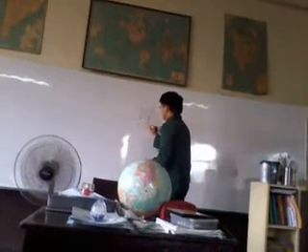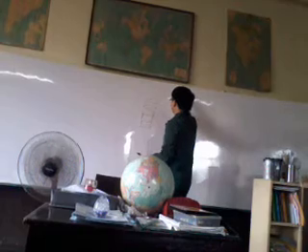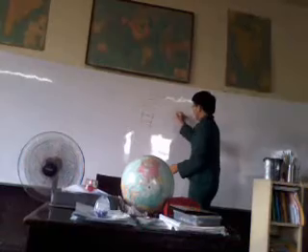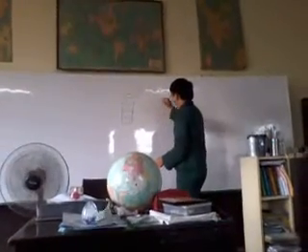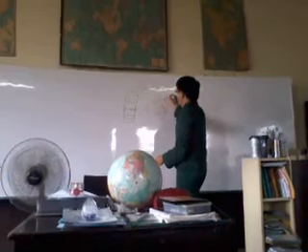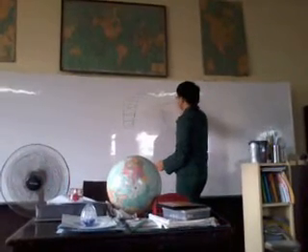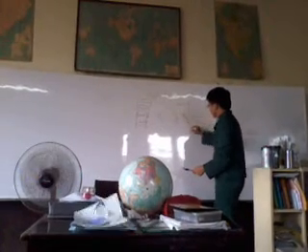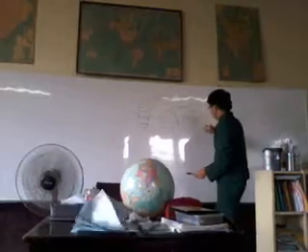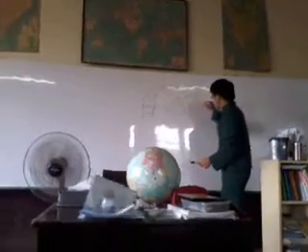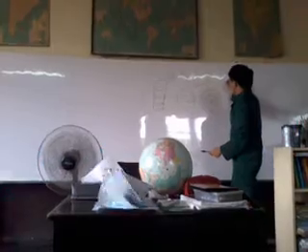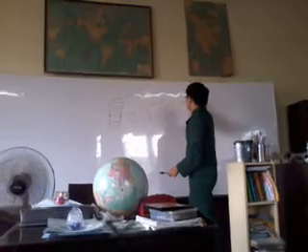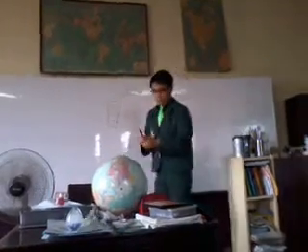So this is what you call a cylindrical. This one is a conical or a cone map. And this one is an azimuthal map or a circular map. Okay.